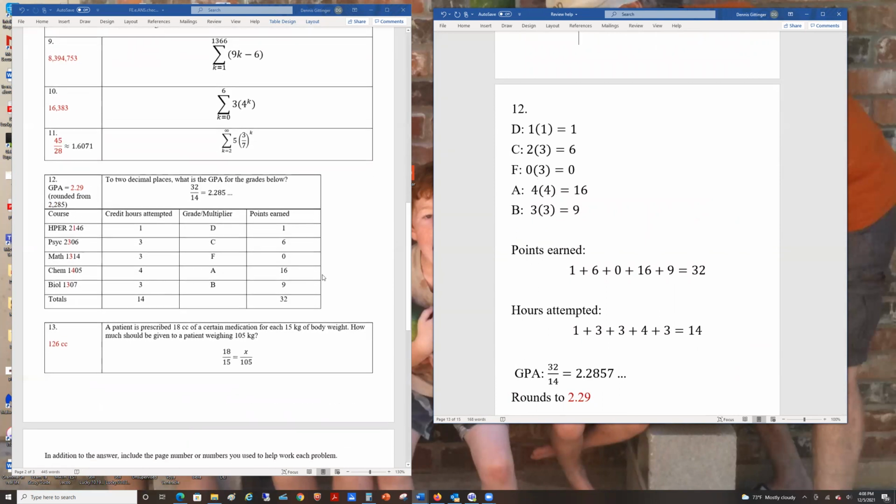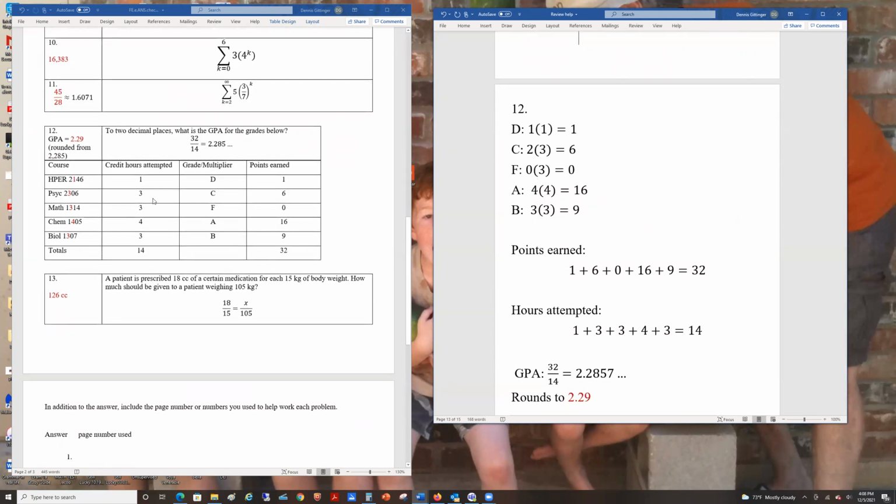Number 12, the GPA. Okay, credit hours attempted. At this college, it's the second digit from the left, so 1, 3, 3, 4, 3, and a D is worth 1 point per credit hour. So 1 point per credit hour times 1 credit hour is 1. A C is 2 points per credit hour, so 2 points per credit hour times 3 credit hours is 6. An F is worth 0 points per credit hour. An A is worth 4 points per credit hour. 4 times 4 is 16, and the B is worth 3 points per credit hour. So 3 points times 3 credit hours is 9.